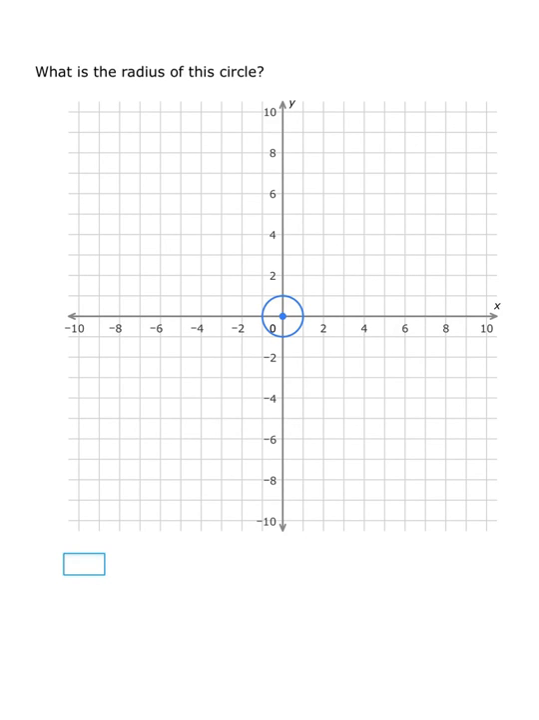So for this problem, it just wants to know what's the radius of the circle. So I could just look at this and tell the radius would be 1 unit, because the distance from a point on the outside to the center is 1 unit. So I would just type in 1 and submit.